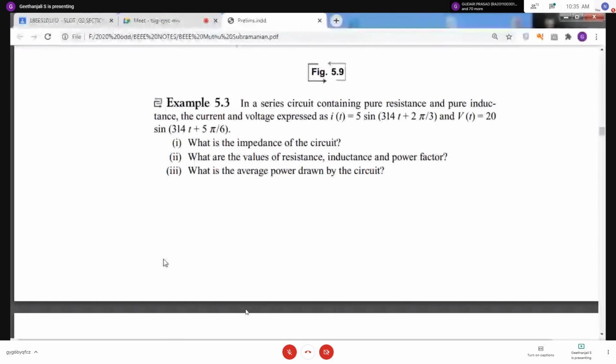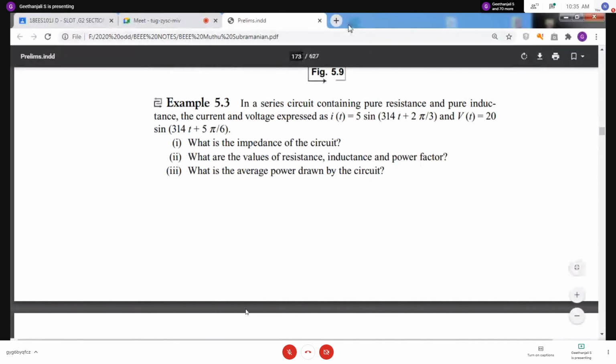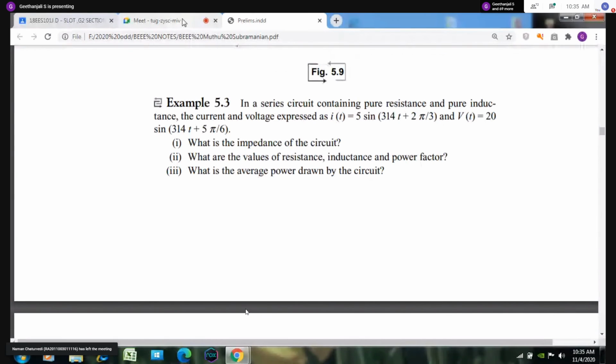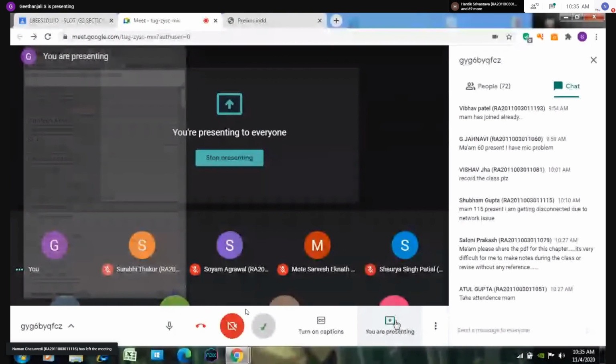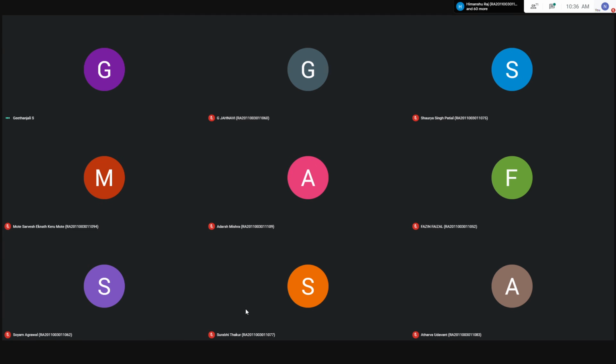Okay, we'll see. I will take attendance and then I'll leave you. 10:35, no? All of you wait for attendance after class. Ma'am, please share this PDF. I will share, I will post in GCR. Okay, attendance, then you can leave.